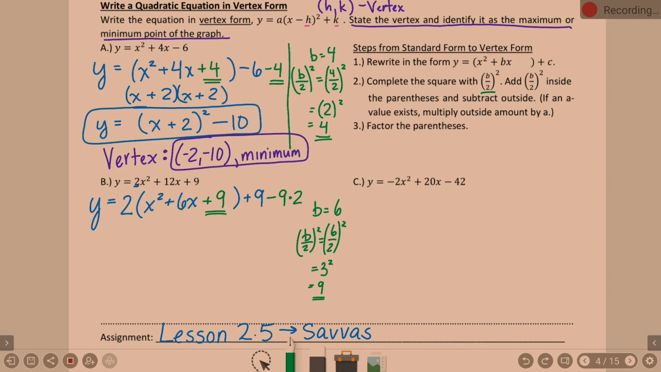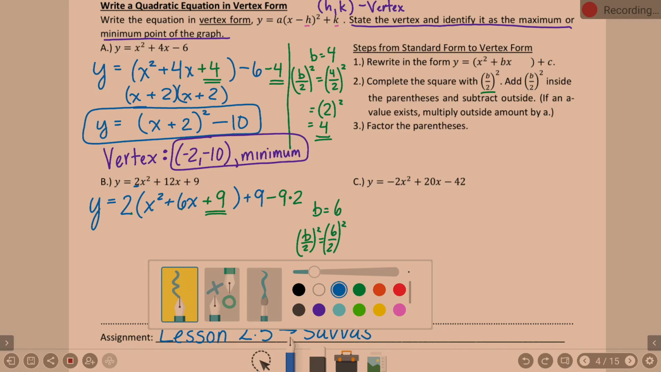So here's the deal. It's all about keeping it balanced. I added 9 in the parentheses. Is this 9 just a 9 when I put it in the parentheses? This 9 that I put in the parentheses is being multiplied by 2. So because this 9 is being multiplied by this 2, over here I can't just subtract 9. I have to subtract 9 times 2. Okay, so that's the catch when there's an a value. That's step 2. Step 3 is just factor again. How are we getting with the factoring?